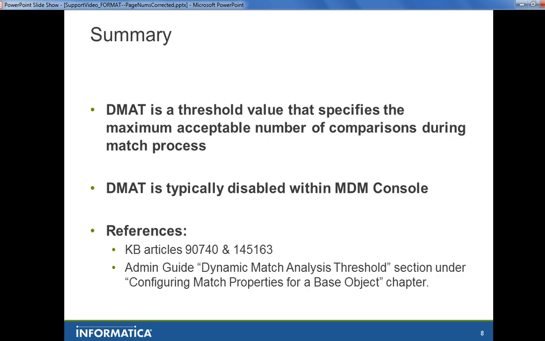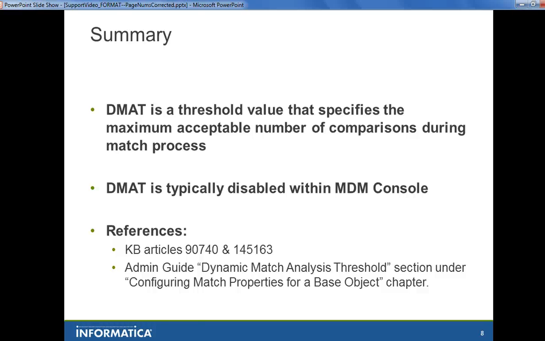So to summarize, we just viewed a video on how to set up or configure DMAT. DMAT is a threshold value that specifies the maximum acceptable number of comparisons during the match process. DMAT is typically disabled within the MDM console, so the value is typically set to 0. DMAT is a good utility for troubleshooting MDM match hotspots.